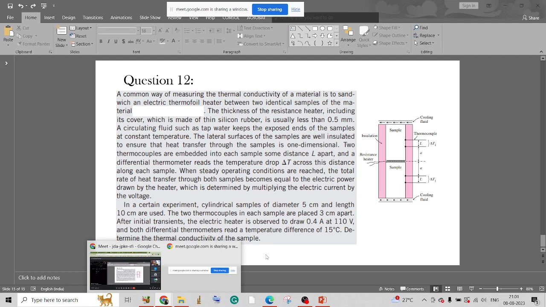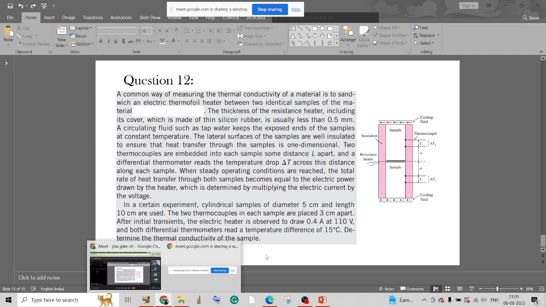Can you tell me how we are going to solve this? Just check that the heating element is in between. So whatever heat flux will be there, the heat will be transferred in both directions, in both of the samples, because the heat insulation is there from the sides only. But in the Z direction, there will be transfer of heat.